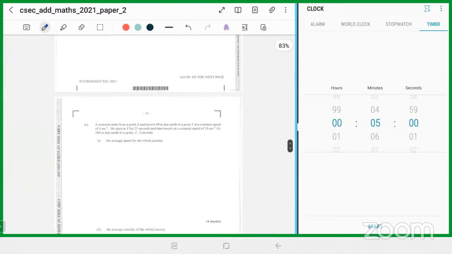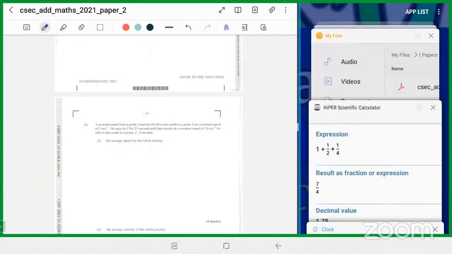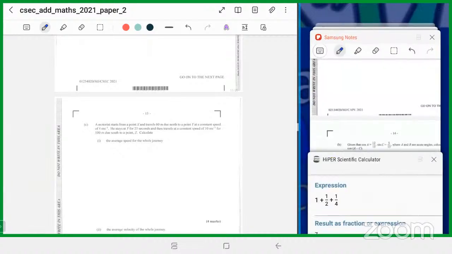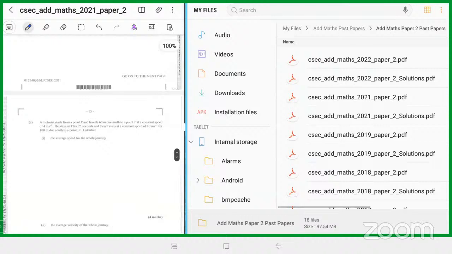All right, let's look at 2020 pure maths. No, there are no exam papers in 2020 for pure maths. We have paper 1 alone. All right. 2019 pure maths.